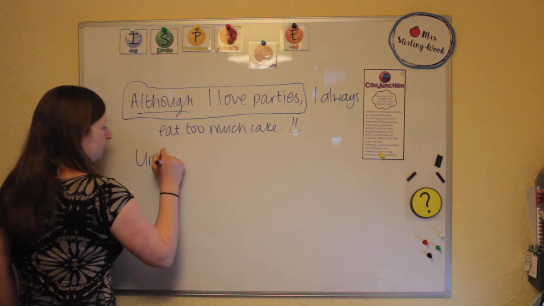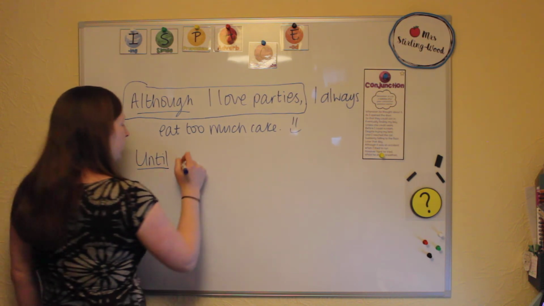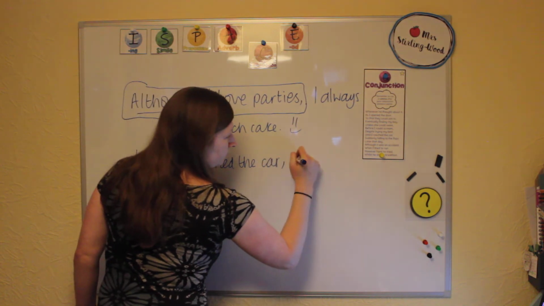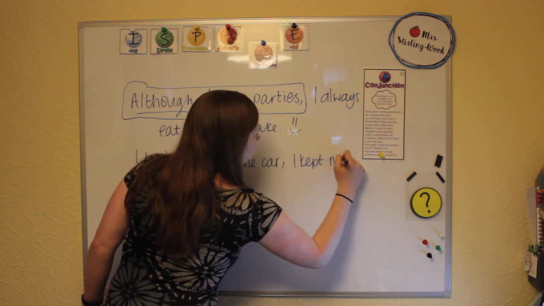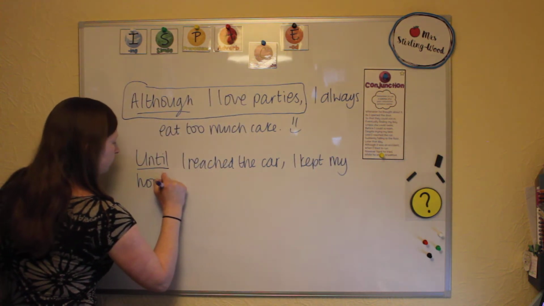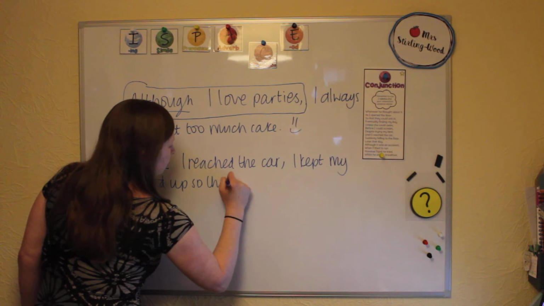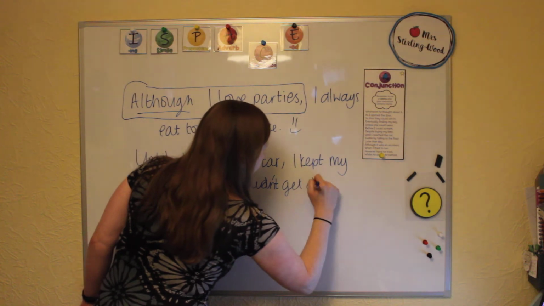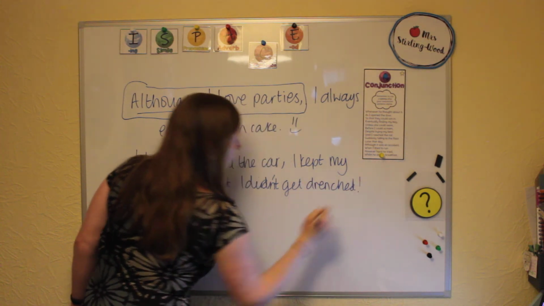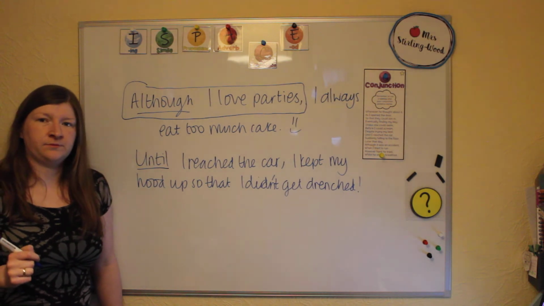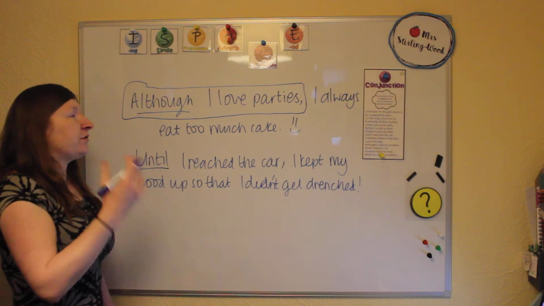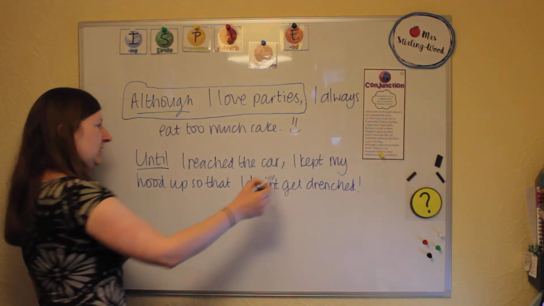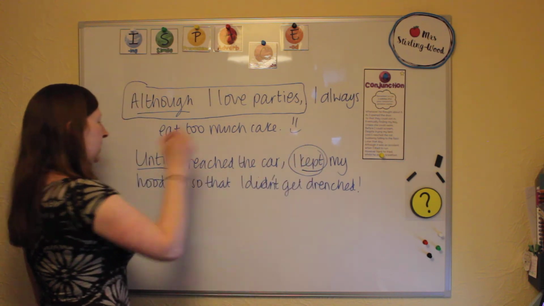Until is another conjunction. Until I reached the car, I kept my hood up so that I didn't get drenched. Again, as with the previous fronted adverbials we've talked about, these give us extra information about the action in the sentence. So I kept my hood up. I'm doing that until I got to the car.